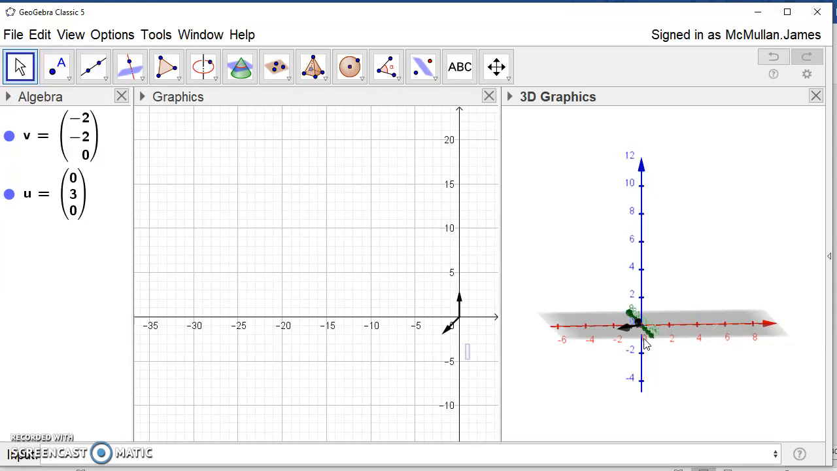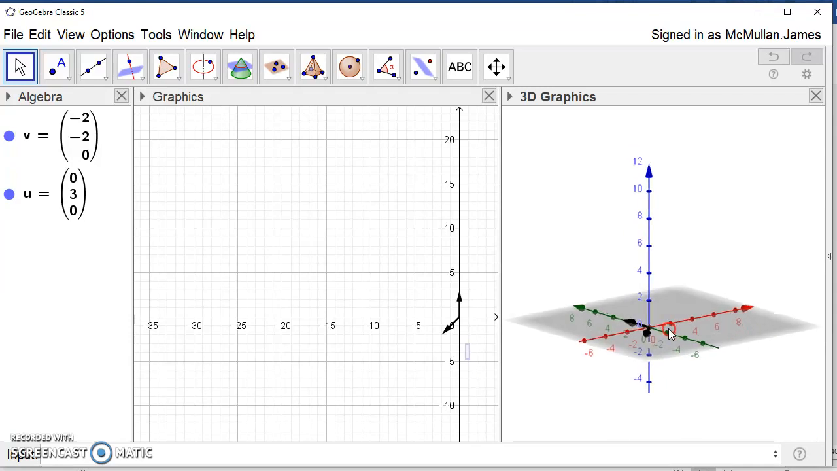Remember, a plane is like a line. It is a physical object that exists at certain points and doesn't exist at others. A vector is not a physical object. A vector is just a direction and a length to go. So let's make a random point.